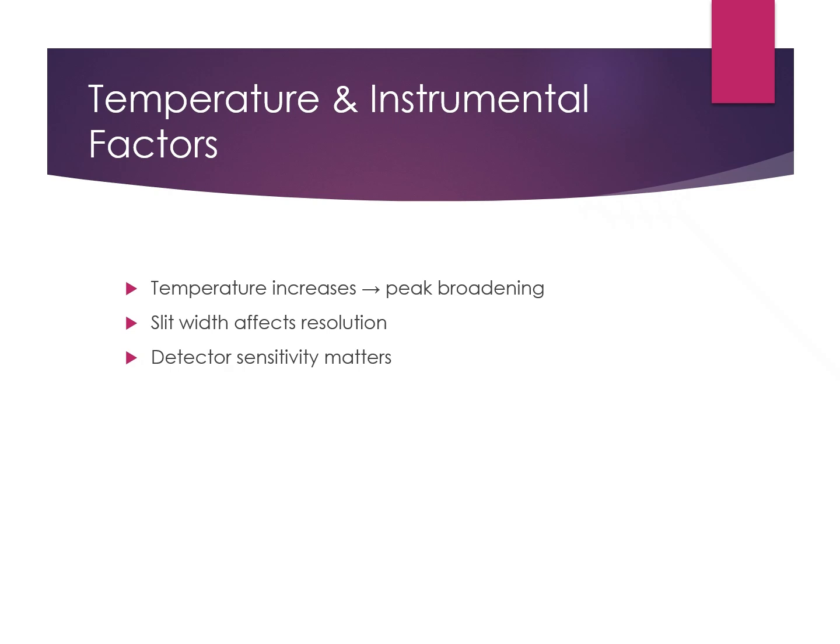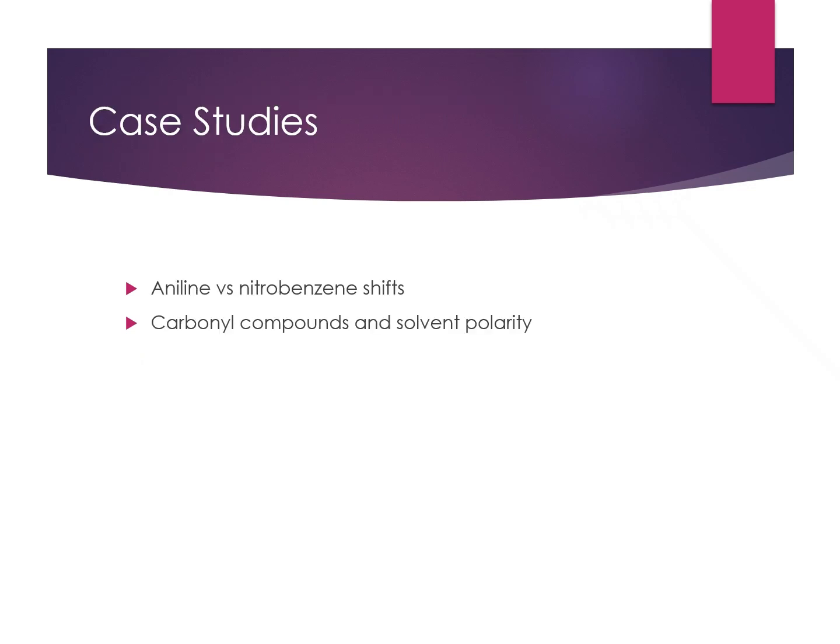Temperature affects molecular motion. Higher temperature causes peak broadening, small shifts in lambda max, and sometimes reduces intensity. Instrumental factors include slit width, light source, detector sensitivity, and also baseline noise.